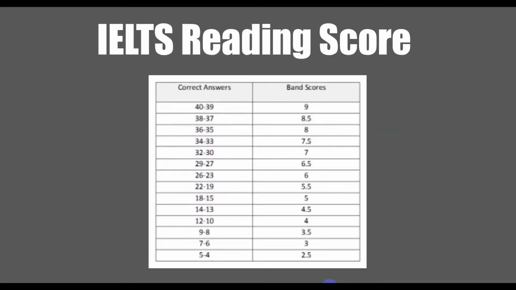IELTS reading score. Here you can see the right side is the band score, the left side is the correct answers. If your correct answer is 39 to 40, you achieve 9. If 32, you achieve 7. Please pause the video and screenshot this picture.